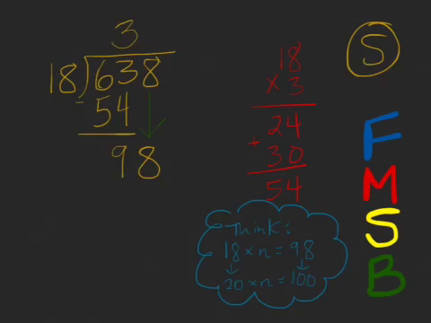18 is pretty close to 20. 98 is pretty close to 100. So I could think, well, 20 times what number gets me to 100? Well, 20 times 5 gets me to 100. So maybe I've found a 5 that could work in my problem. Let's try it. We'll put that 5 up there, and now it's time to multiply.